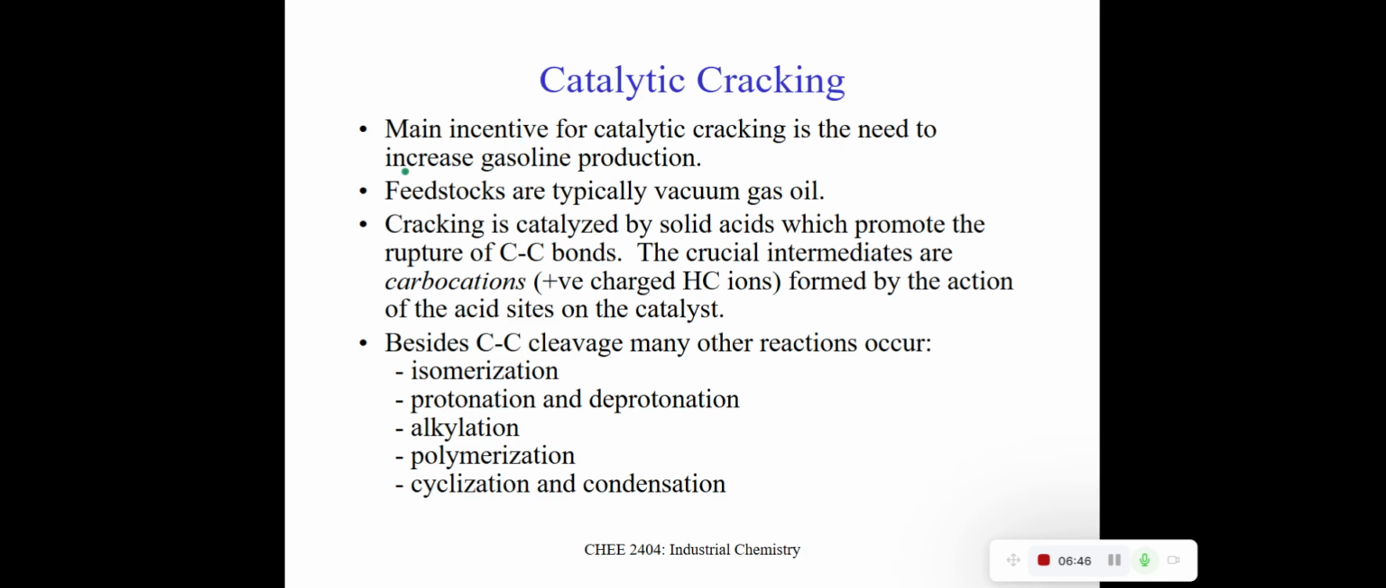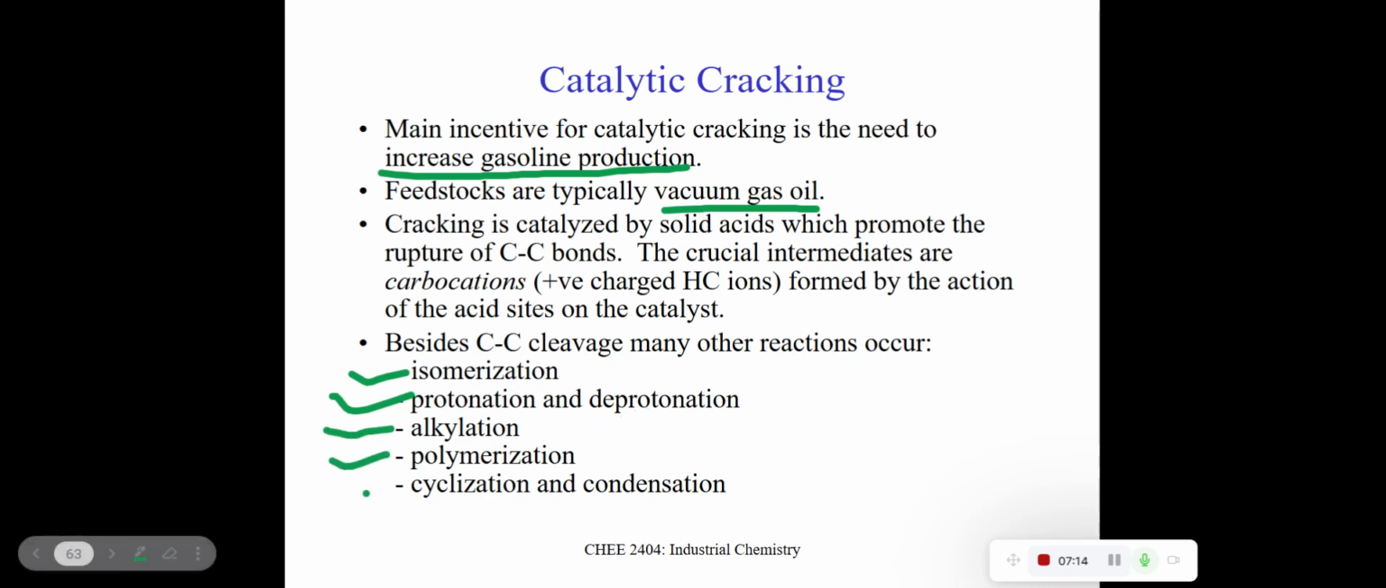which are positively charged hydrocarbon ions formed by the action of acid sites on the catalyst. So the main purpose of this is to increase gasoline production, and the feedstock is vacuum gas oil. Besides breakage of carbon-carbon bonds, there are many reactions like isomerization, protonation, deprotonation, alkylation, polymerization, cyclization, and condensation. These are the important points in catalytic cracking.